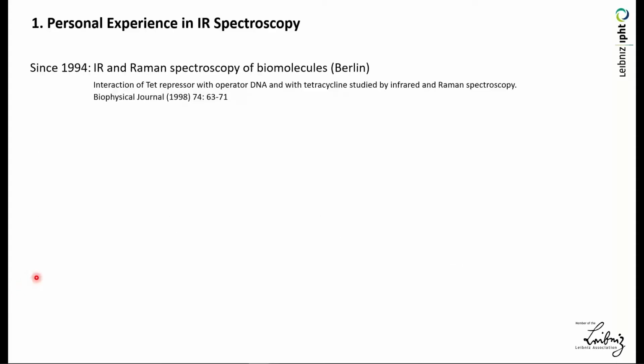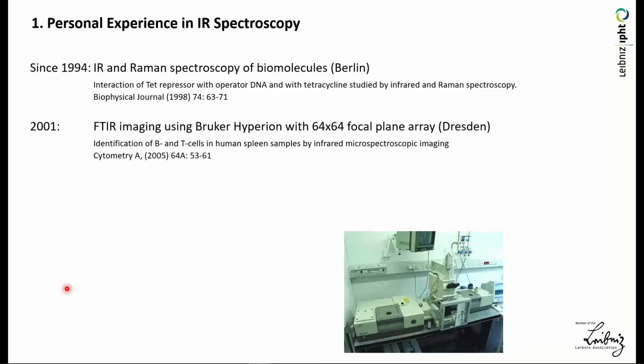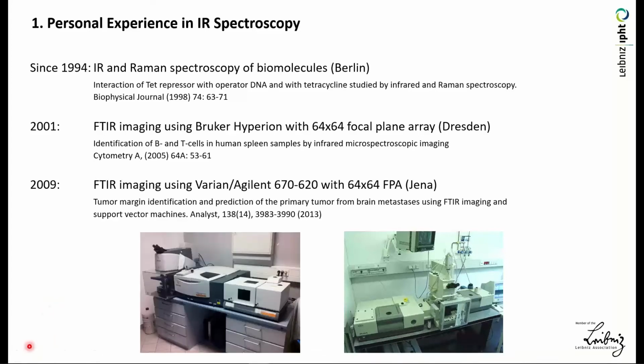So I work with infrared and Raman spectroscopy since 1994, when I started my PhD in Berlin. In 2001, when I started my position in Dresden, I was one of the first users of a Bruker Hyperion FTIR microscope with a 64 by 64 focal plane array detector. And I will refer also during my presentation to these previous results of the studies. For example, here the identification of B and T cells by FTIR microscopy.